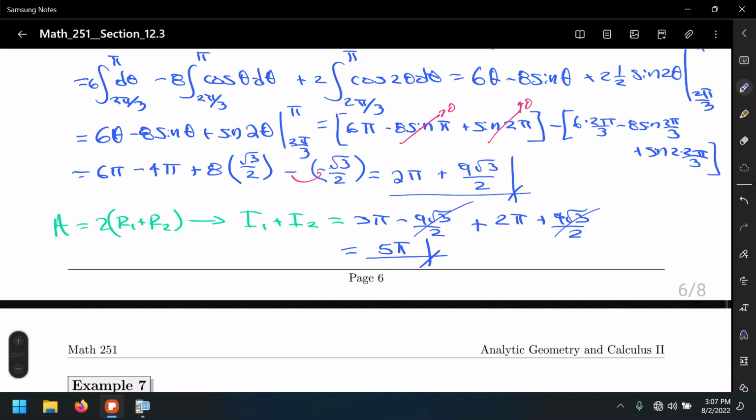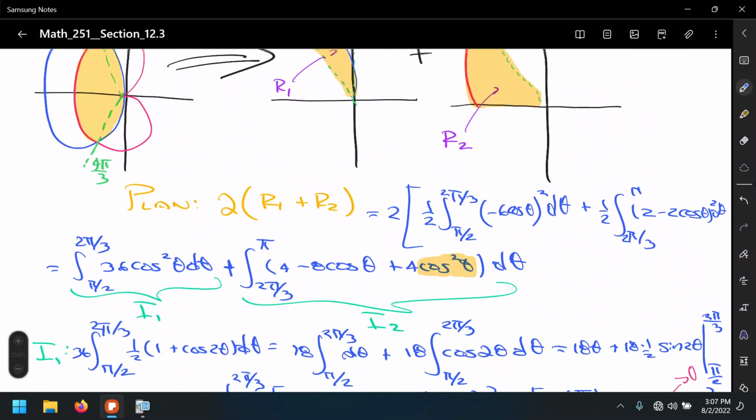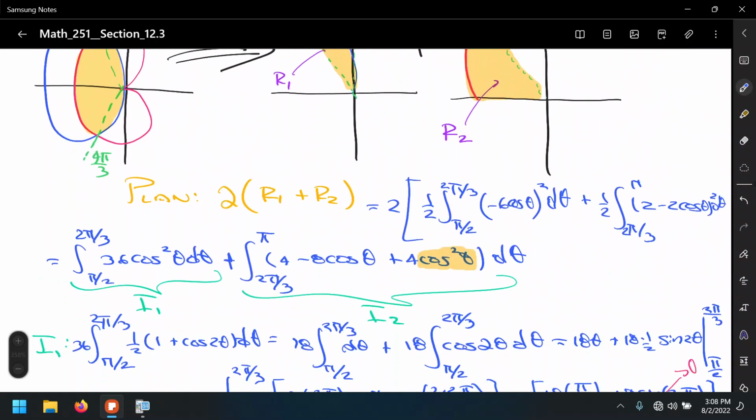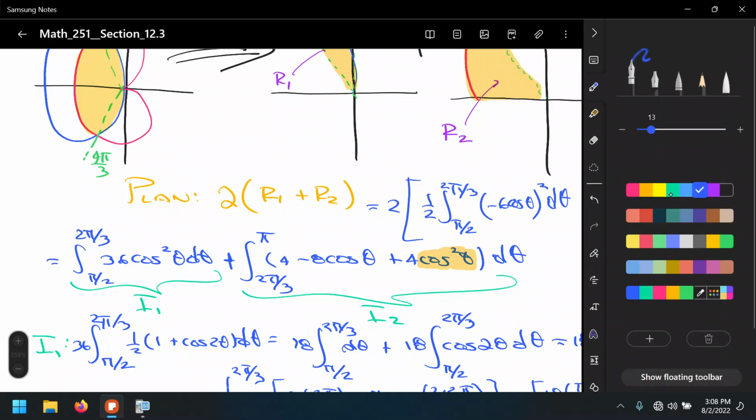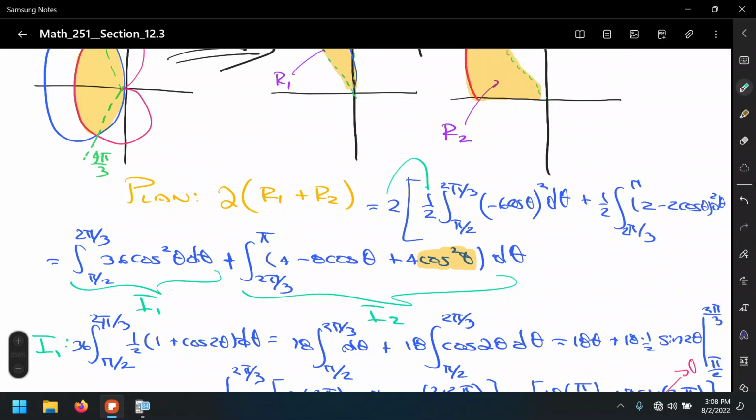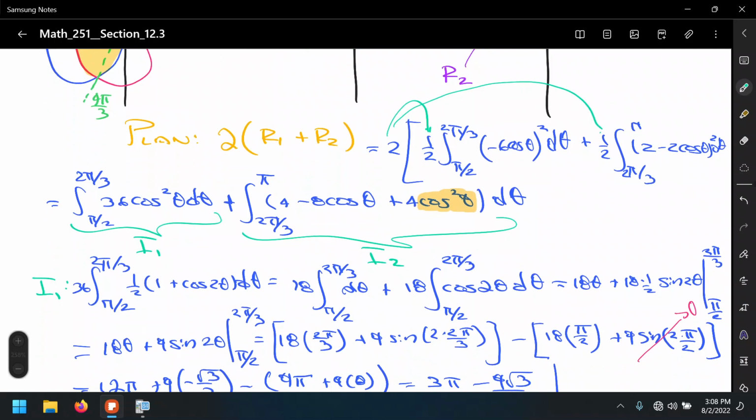Yes. Did we double it already? Yeah, we already doubled it at the beginning. So when we set up the integral as R1 plus R2, we multiply that by 2, and then when we divide that by 2, what we did here is distribute. 2 times a half is just a single integral. The other 2 times a half, they reduce. And then we just rename this as I1 and I2. All right.